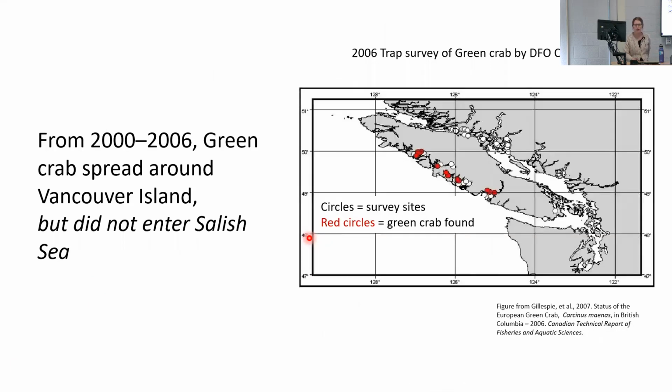And while it had hit Vancouver Island in 2000, it did not enter the Salish Sea. These circles show where the green crab was found, and the white circles are the survey sites. So they were monitoring for it in these waters, and only finding it out here.